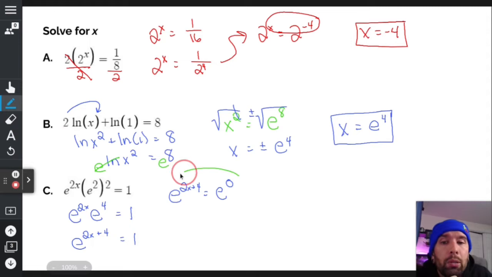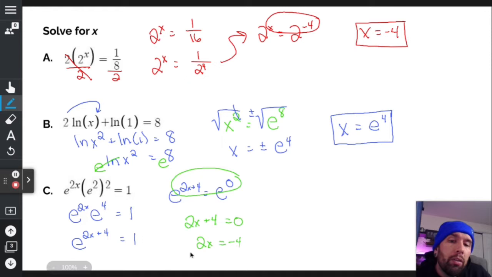And we know from up here that if I have e to the 2x plus 4 equals e to the 0, I can just set that up. 2x plus 4 equals 0, subtract 4, divide by 2, and negative 4 over 2 is negative 2. Now, usually when we get negative 2 as an answer, I get a little nervous, but I don't have to worry about ln's here. I don't have to worry about logs here. I'm allowed to plug in negative 2. And when I plug in negative 2, things would simplify out nicely. So x can equal negative 2.